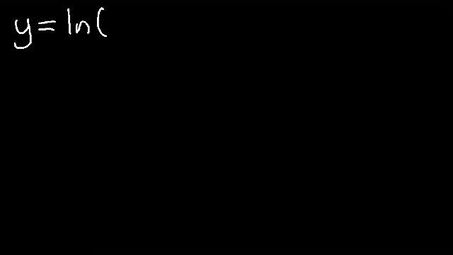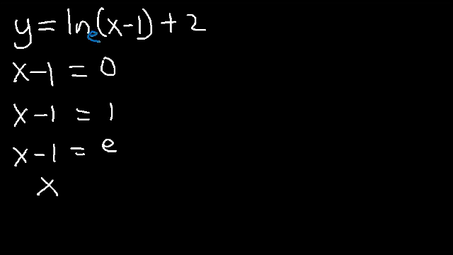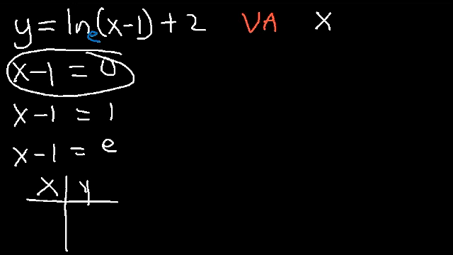Try this one. Natural log of x minus 1, plus 2. Go ahead and graph the equation. So we're going to set the inside equal to 0, 1, and the base. The base of a natural log is e. And let's make the table. So the first one is for the vertical asymptote. That's the one where you set it equal to 0. So if x minus 1 is equal to 0, that means x is equal to 1. Now for the second two, if x minus 1 is equal to 1, if you add 1 to both sides, 1 plus 1 is 2, x is 2. And for the other one, it's going to be 1 plus e.